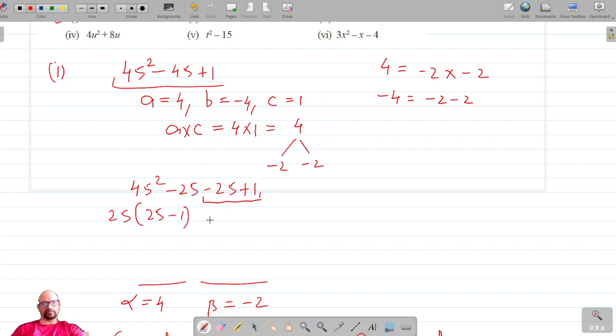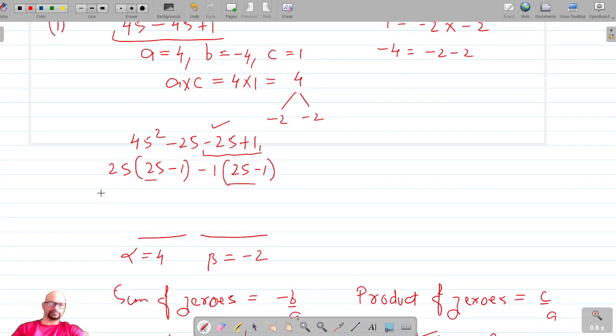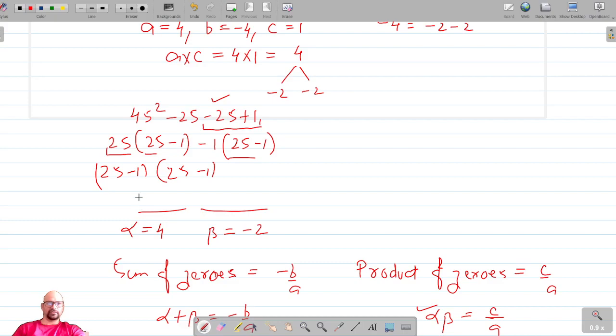And for these two terms, I'm going to take a -1 common. As soon as I take a negative common, this term will be positive, and this plus is now negative because I have taken negative common. So 2s minus 1 is common, which leaves me with 2s here and negative 1 here. So s is equal to half and s is equal to half. Both the zeros are equal, so alpha and beta both are half.